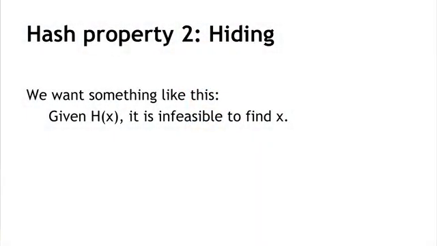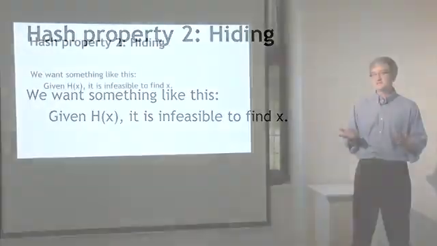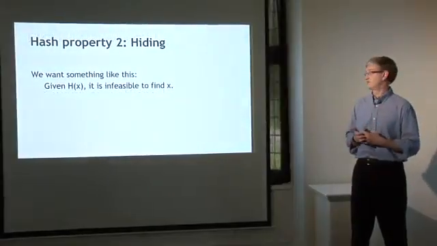So the second property that we want from our hash function is that it's hiding. And the property that we want is something like this: if we're given the output of the hash function, there's no feasible way to figure out what the input x was. The problem is that this property doesn't exactly hold.